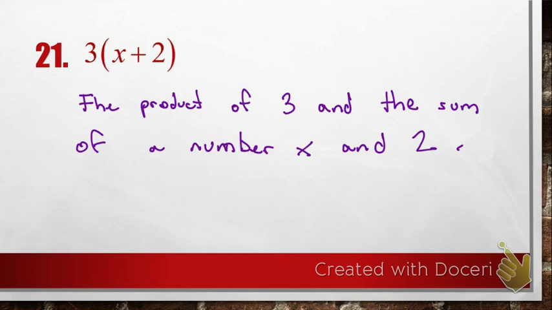That would indicate that we have the sum of x and 2, and we multiply it times 3. You could have also written this 3 times the quantity of the number x plus 2. You could have done another variation of the sum. There are different ways you could have written it, but this is the one that I came up with.